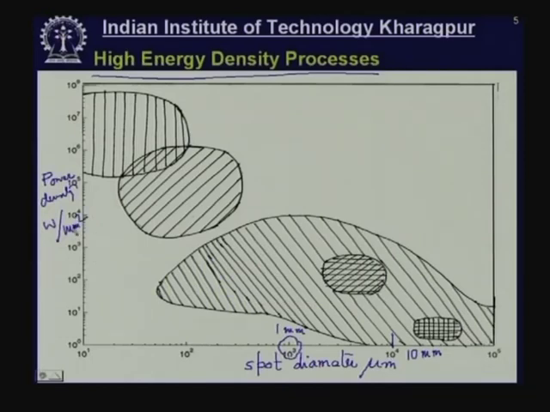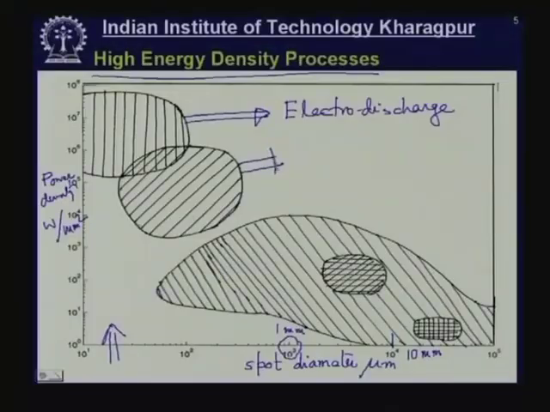There are 5 different zones shown in this. Already some of the processes we have studied. Say for example, this particular process is called electro-discharge process. As in case of electro-discharge process, the spot size is really very small and the power density is very, very high. This one is of interest to us today.